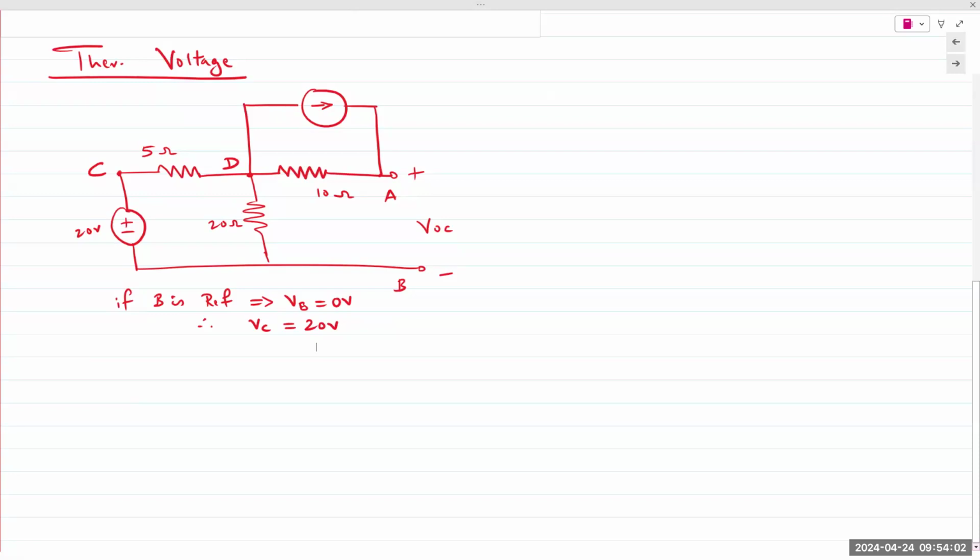So let's see. Since I marked this out, let's do node voltage analysis. Again, as I said, I have done superposition in the past with this. Okay, VOC is VAB. Yeah, I'm gonna move a little faster.